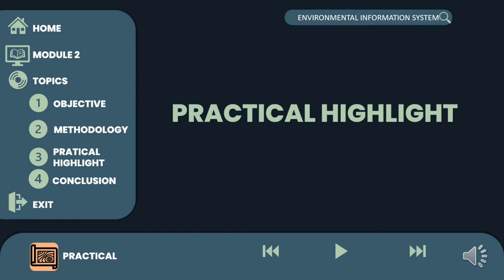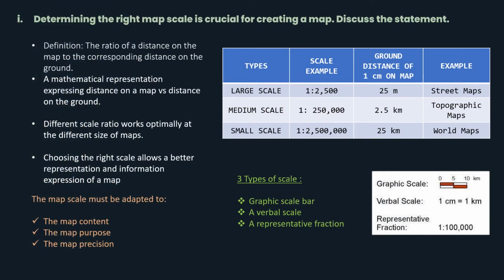Practical highlight. First question. Determining the right map scale is critical for creating a map. Discuss the statement. By definition, the scale means the ratio of distance on the map to the corresponding distance on the ground. It is also known as a mathematical representation expressing distance on a map versus distance on the ground.